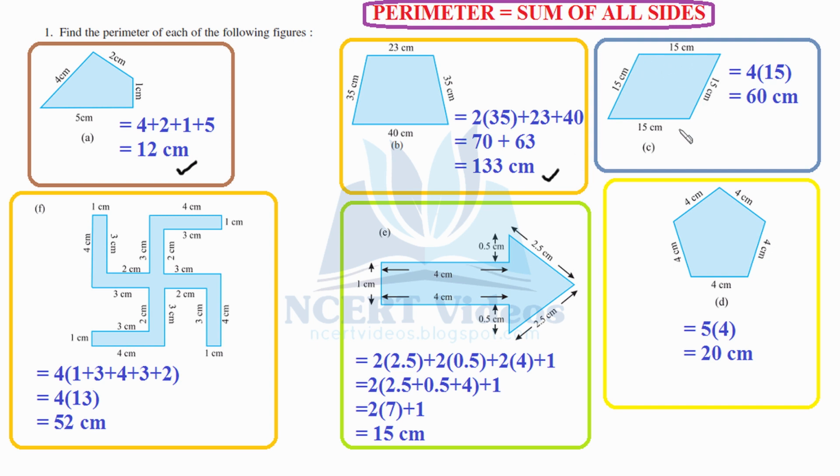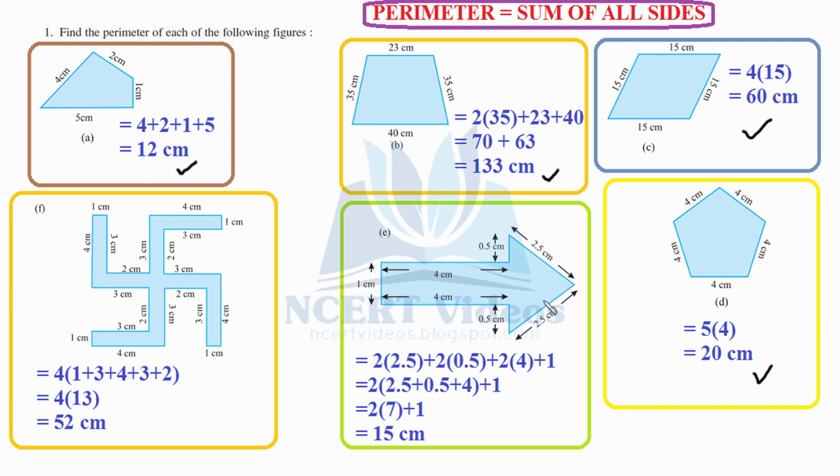In this, when you clearly see this quadrilateral, we see 15 4 times. So we will just multiply with 4 to give you 60 centimeter as your perimeter. Now in this case, it has 1, 2, 3, 4, 5 sides, so it is a pentagon. We can directly multiply 5 into 4 to give you 20 centimeter as your perimeter.